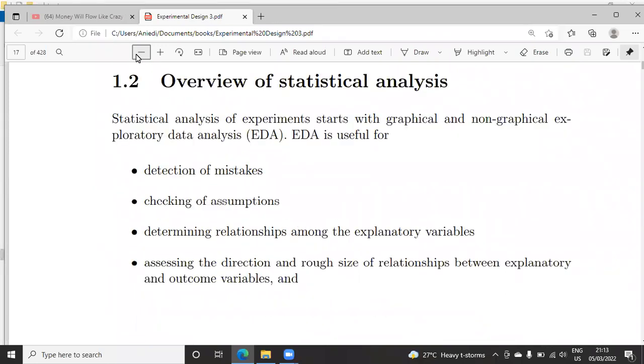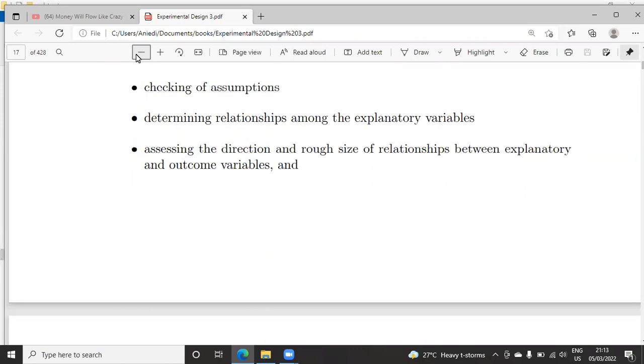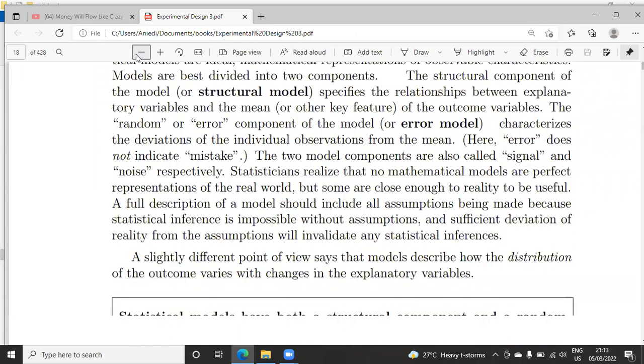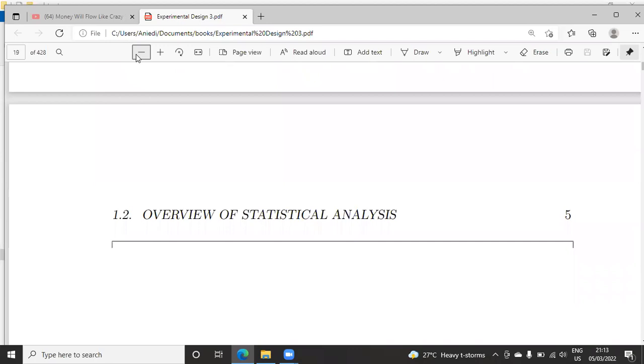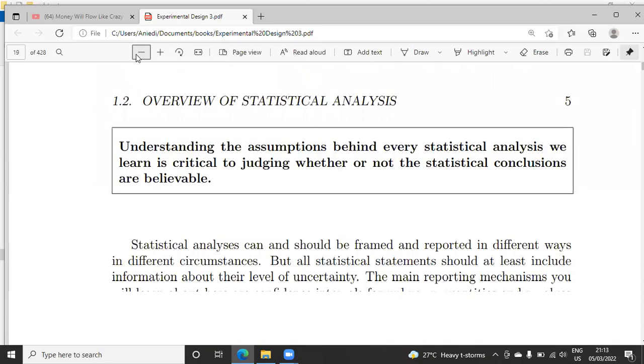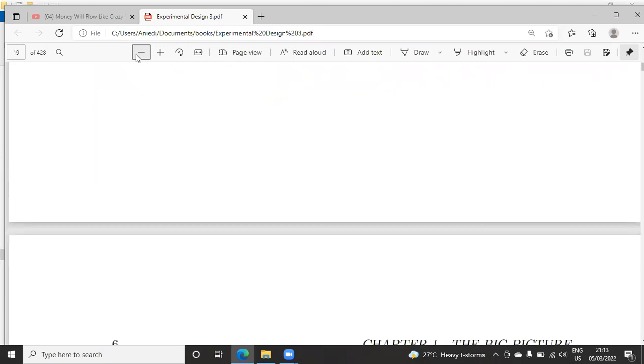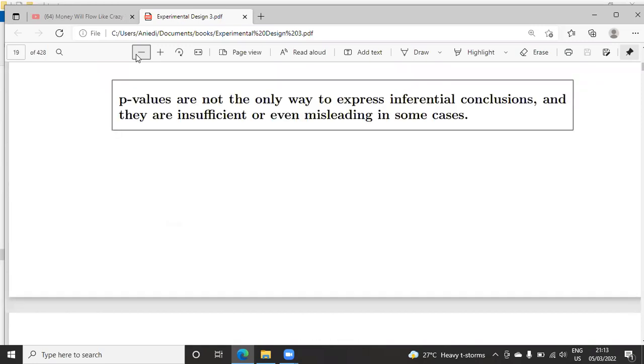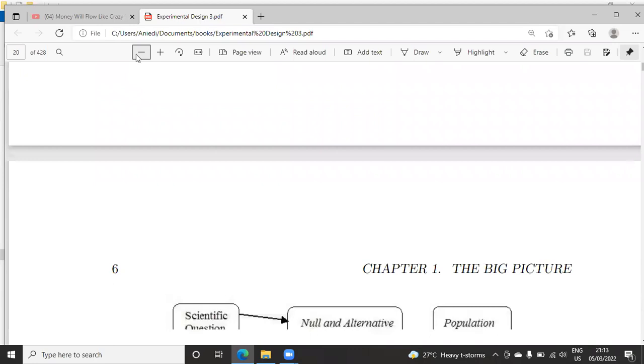Here he tried to make an overview of the statistical analysis. We are still going to skip this and move straight to the various statistical analyses and why they are needed. All right, we start here.